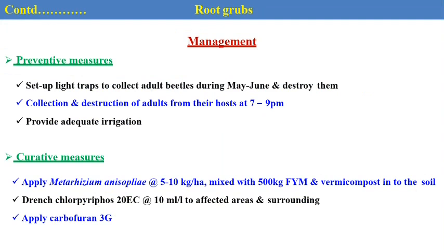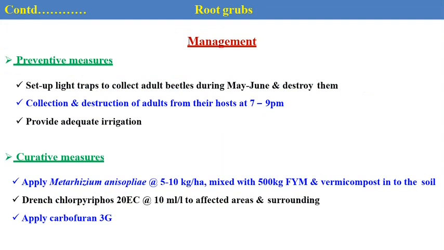At evening time, we can set up a light trap in the field. The adult beetle, which is nocturnal, is attracted towards that light trap, and we can collect the beetles and kill them in kerosene water. The second most important practice is that there are different adult host trees. We can shake those host trees, collect the beetles, and kill them in kerosene water.